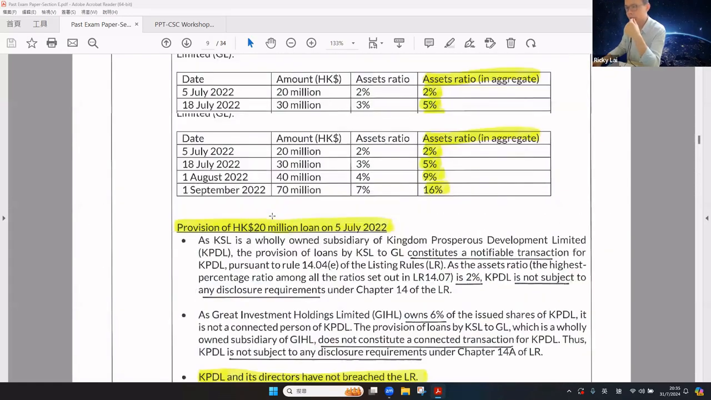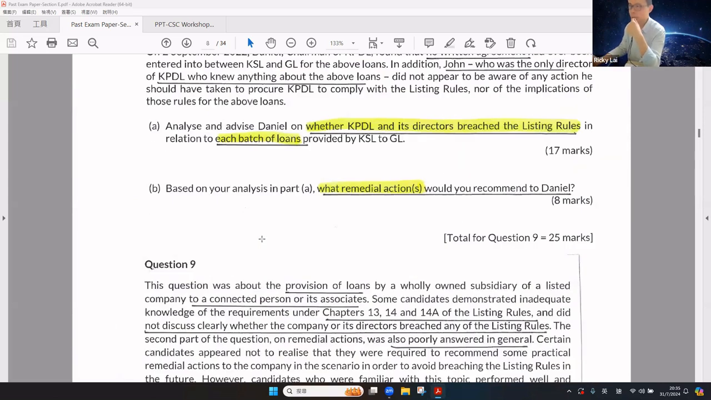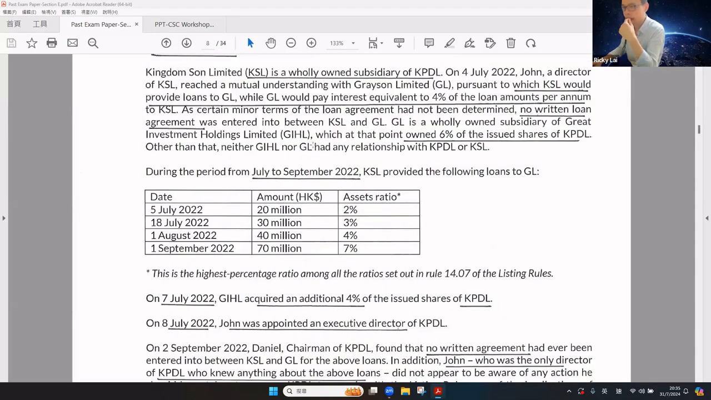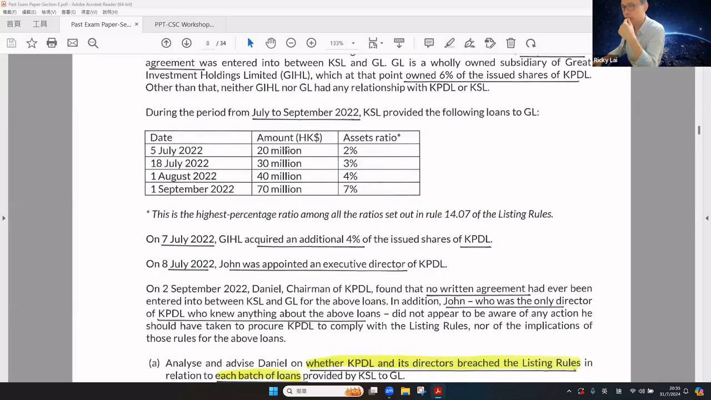The second part is very straightforward, just provide some CG point of view to ensure the company can comply with the listing rule requirements. And of course, the first part is the more important one because you may identify some non-compliant issue, okay, for the provision of loan to others. And this is also important that when you're talking about provide loan from the listed company, please alert the Chapter 13, Chapter 14, and Chapter 14A. So that's the reason why I mentioned before.